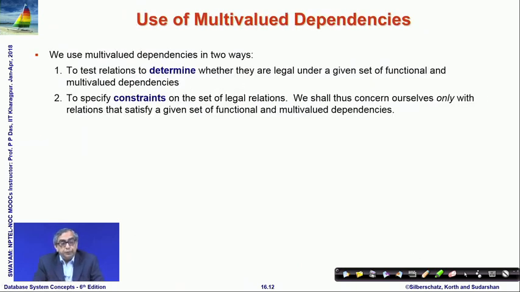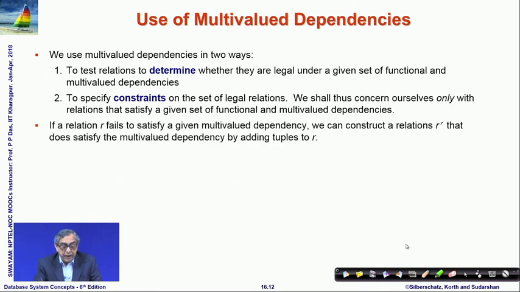So, we can make use of multi-valued dependency to specify further constraints to remove redundancies and define what is legal in a relation. And if a relation fails to satisfy a given multi-valued dependency, then we can construct a relation R prime that does satisfy the multi-valued dependency by adding tuples to R. Right.